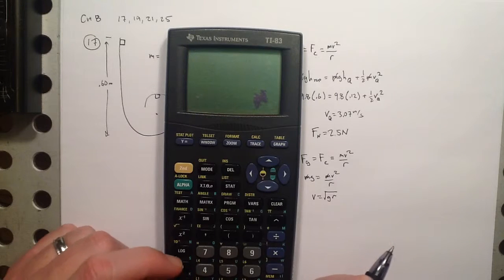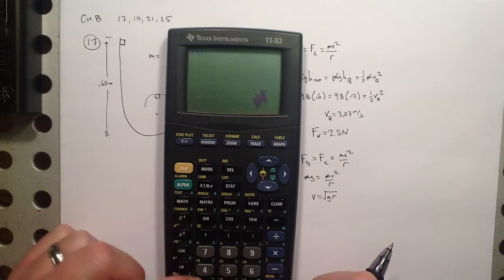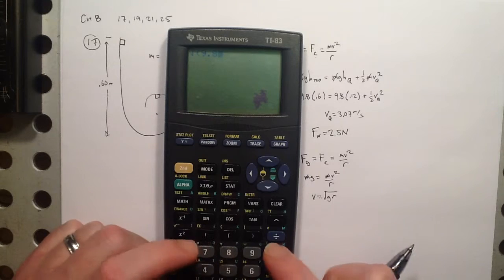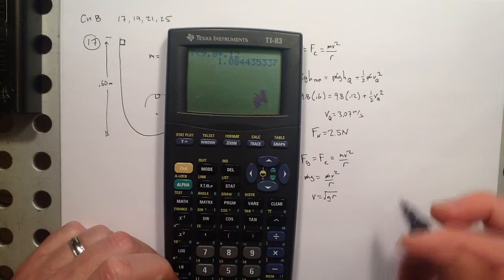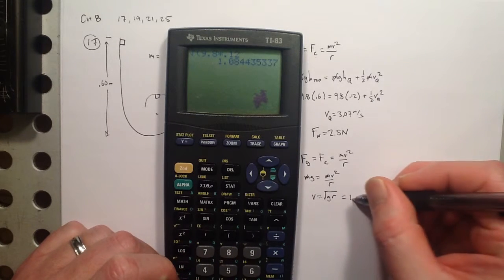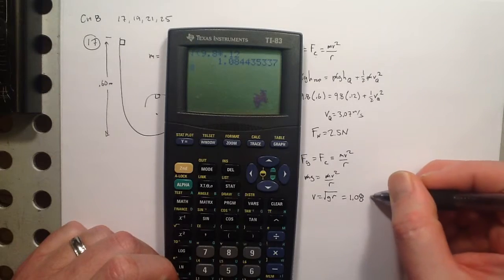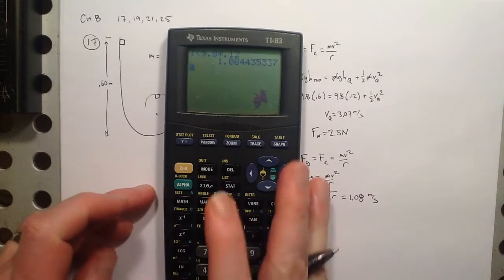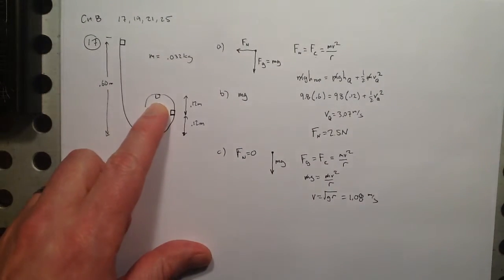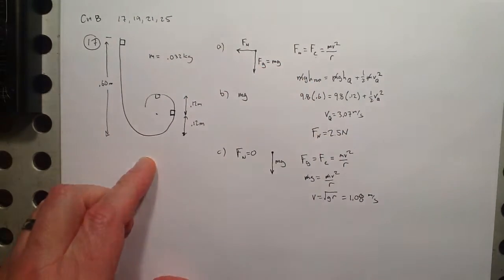So let's see what that is. That's square root of gr. So that would be 1.08 meters per second. That's the slowest the block can be going and still make it through the loop.